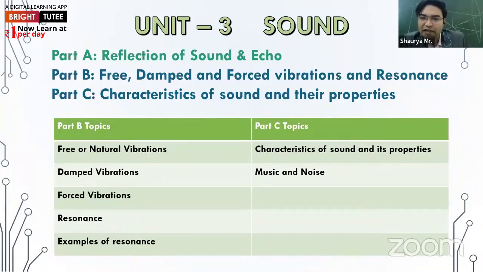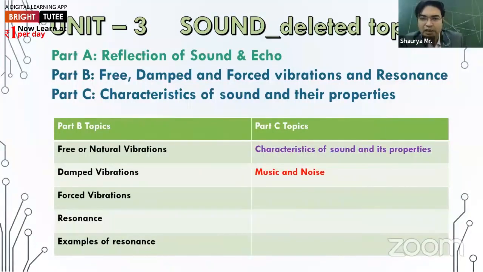So under it, we have characteristics of sound and its properties, and there was a second topic of music and noise. Now I have tried to do this. In the next slide, you will be able to see some of these subtopics in different colors. Like we see music and noise in red color. That means this portion has been totally omitted. We can skip this, as in we can completely tell the students, please do not go through this subsection of this particular part C.